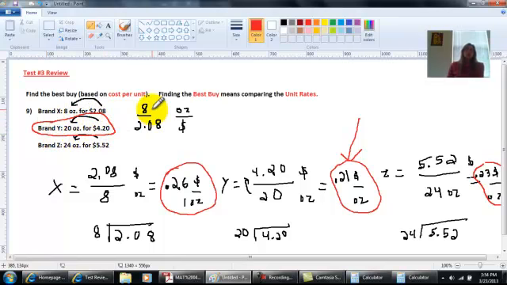Remember, if you're doing it the other way, ounces per dollar, you want to get the most amount of ounces per dollar, so you have to look for the larger number. And when you're looking for dollar per ounce, and that's cost per unit, then you want to spend the least amount of money for the most amount of ounces. Okay, and that's that.